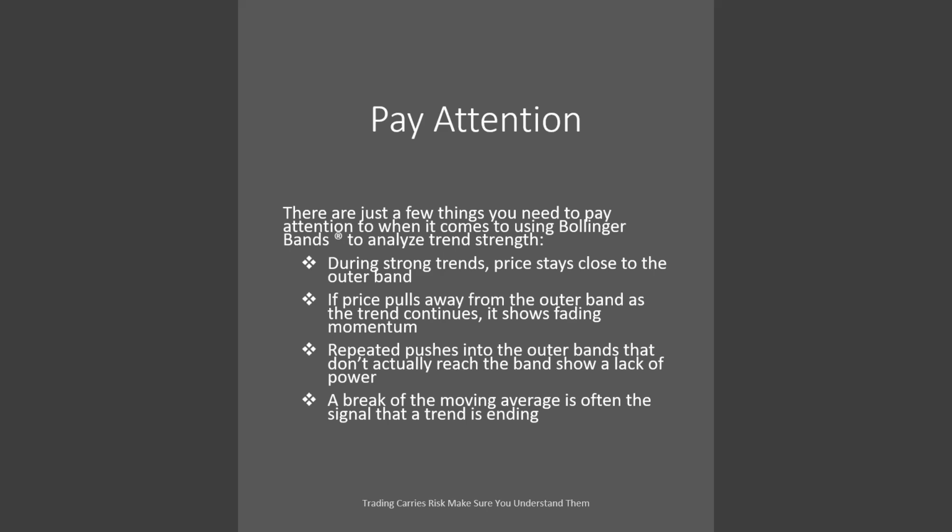So in other words, if we see price moving upward and it's been staying right on the edge of the band, and all of a sudden it's here while the band is up here, it's telling us that we have fading momentum in the price. Then also repeated pushes into the outer band that don't actually reach the band show a lack of power or a lack of conviction. A break of the moving average is often the final signal that the trend is ending.